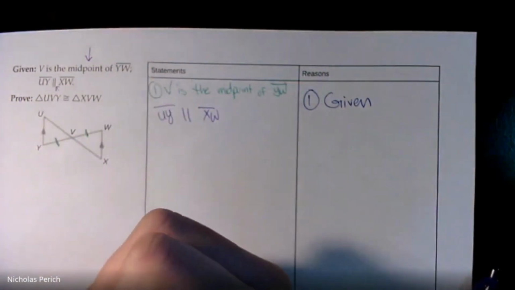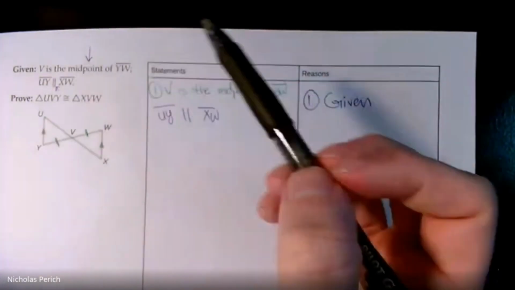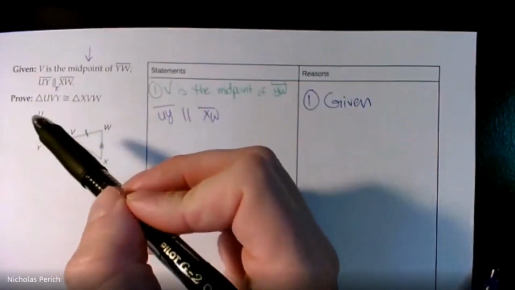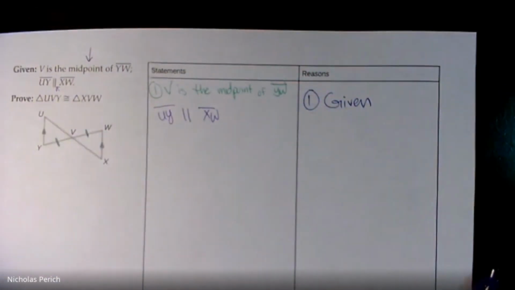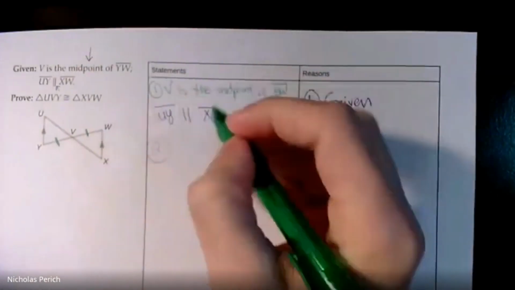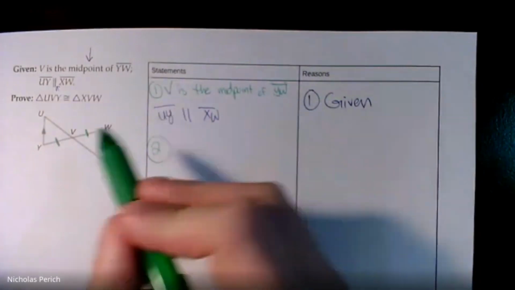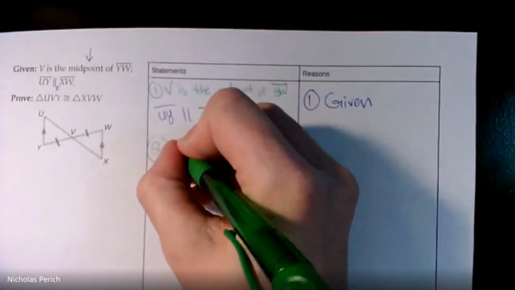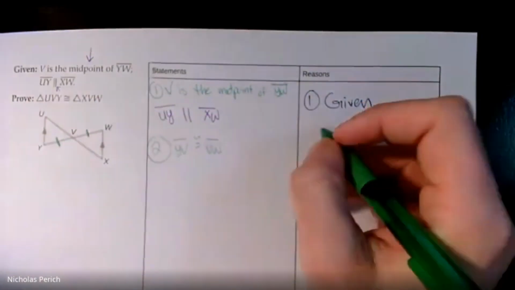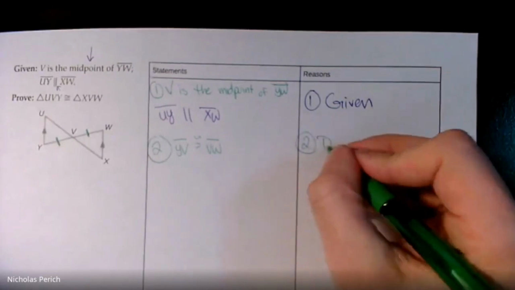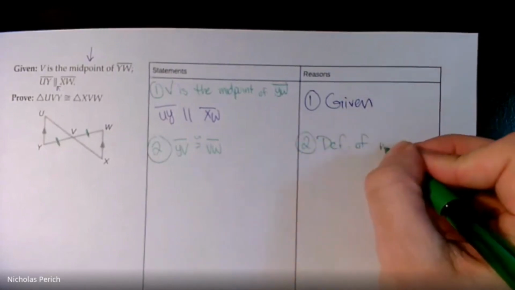No. And here's why I'm not allowed to say it. Because it never says that V is the midpoint of UX. So even though it probably is, I'm not allowed to say that. All right, so first thing, number one, that we're going to write out is since V is the midpoint of YW, I'm allowed to say that YV is congruent to VW. And that's the definition of midpoint.